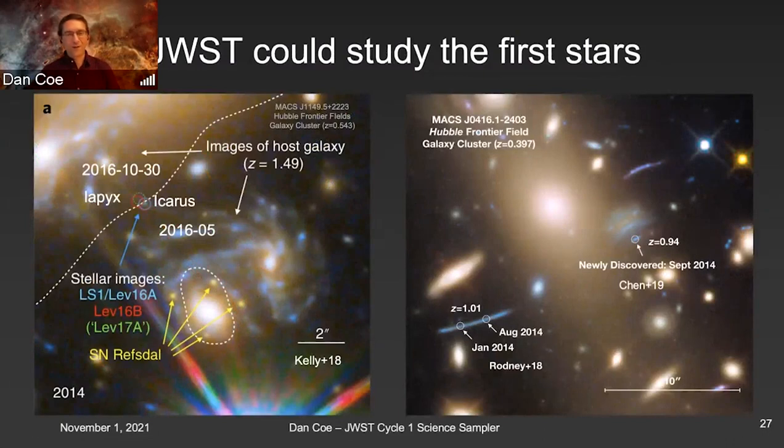And if that's not exciting enough to see these parsec level details, with JWST we could also study the first stars individually. There have been, just in the past few years, this is a new field of study with Hubble, from the Hubble Frontier Fields program. There have been 3 individual stars that have been discovered at redshift 1, 1.5, magnified by gravitational lensing by factors of hundreds or even thousands.